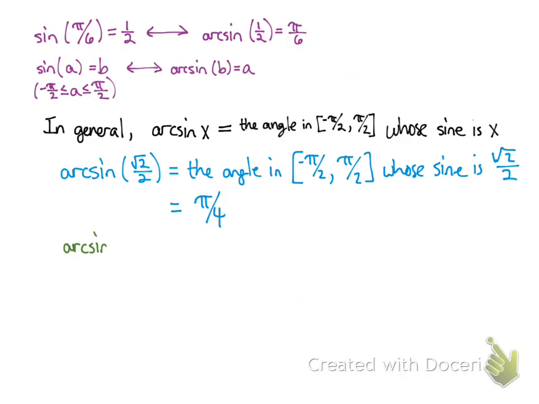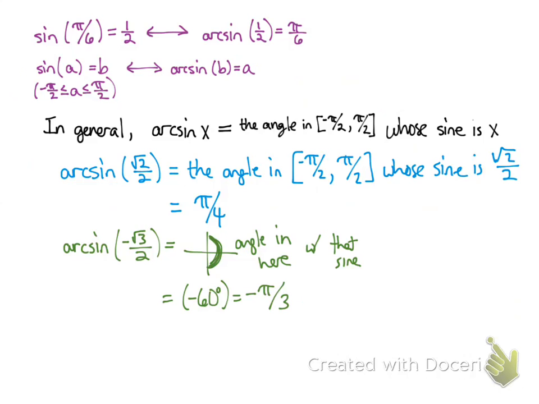Let's do another example. What is the arcsine of negative square root of 3 over 2? Well, it's the angle in this interval. This time I'm displaying it graphically. Negative pi over 2 to positive pi over 2 are these two right-hand quadrants of the unit circle. So it's the angle in that section of the unit circle whose sine is negative root 3 over 2. Well, sine of 60 degrees is root 3 over 2. If I want the sine to be negative, it needs to be down below the x-axis instead of above. So negative 60 degrees, in radians, that is negative pi over 3.